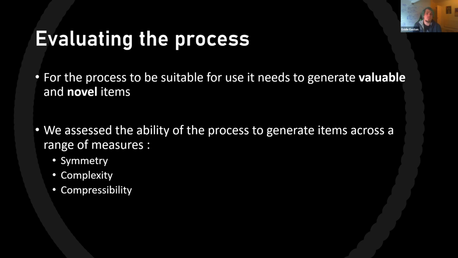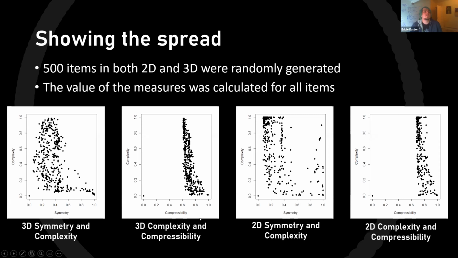The first one was symmetry, and we used a 3D detection algorithm for symmetry. The complexity, which basically measured the approximate visible vertices in the final output. And then finally, the compressibility, using the normalized Kolmogorov complexity using zip compression. In order to do this, we created 500 items in both 2D and 3D, and they were randomly generated using this process. And then we calculated the value for all of the measures for all of these items, and we can see the results here.